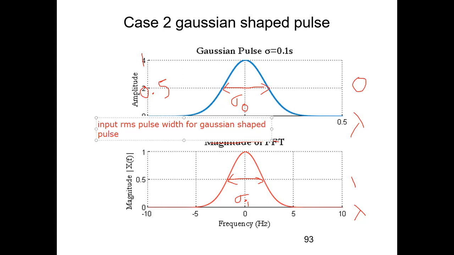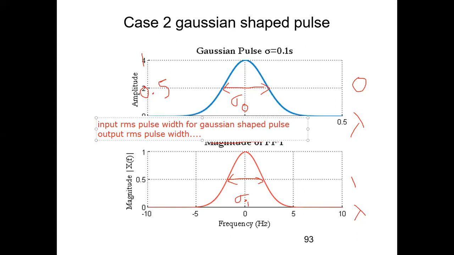Okay, so sigma I is the input pulse width for a Gaussian shaped pulse, and accordingly sigma O is equal to the output RMS pulse width. This RMS word is important when I'm talking of a Gaussian shaped curve. So output RMS pulse width for a Gaussian shaped pulse, you can write it.